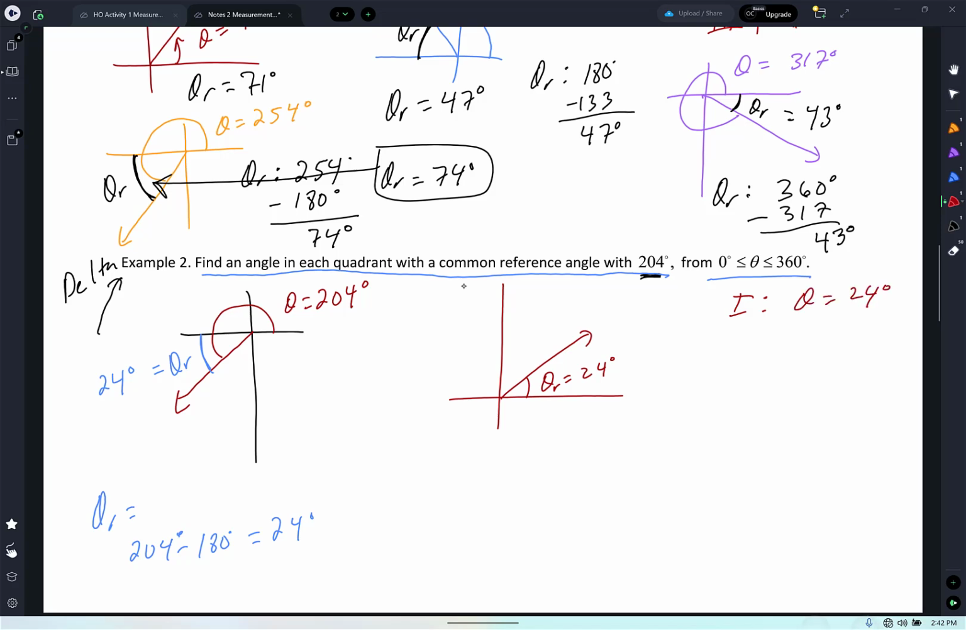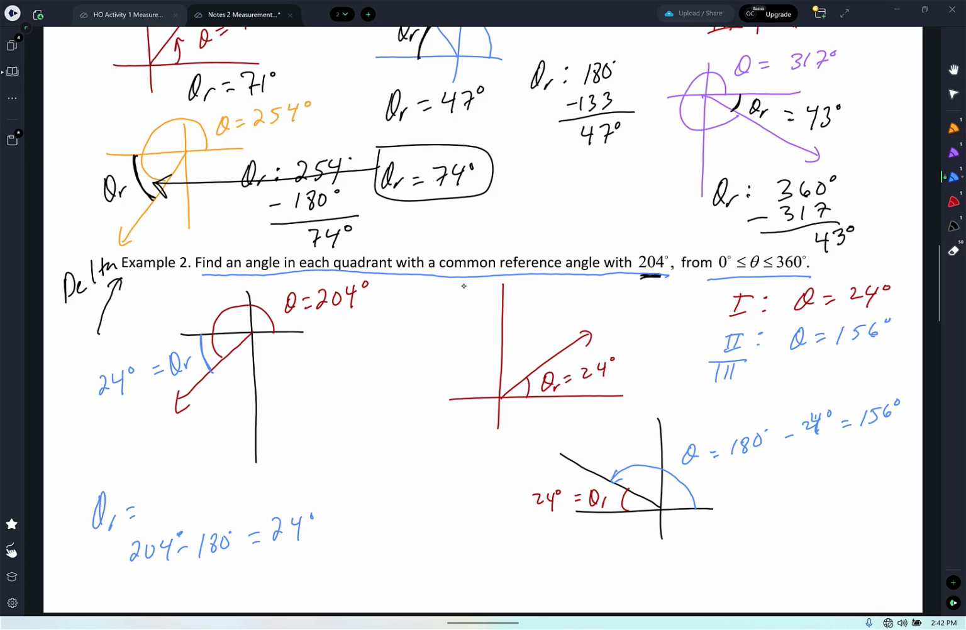In quadrant 2, I'm going to draw quadrant 2. Again, theta r equals 24 degrees. So I need to figure out what this angle is. Well, how do I figure that out? Yep, 180 minus 24. What is that? 156. So in quadrant 2, your angle is 156.